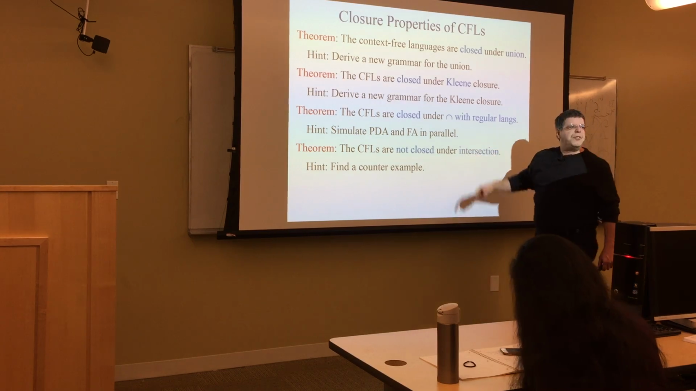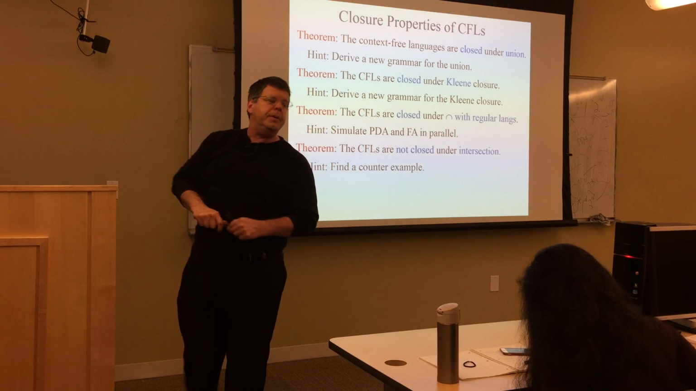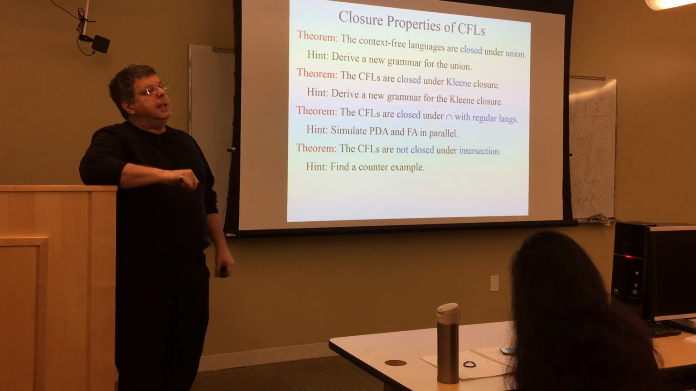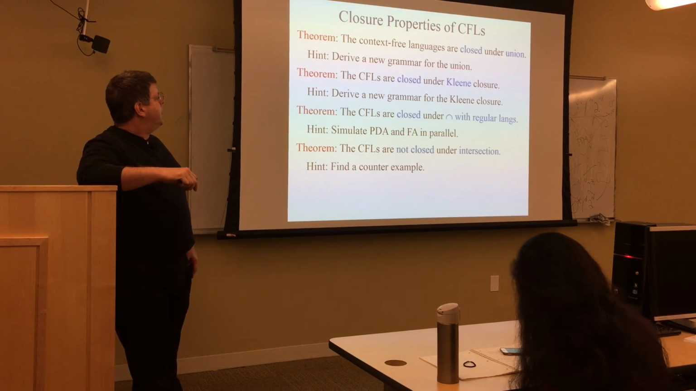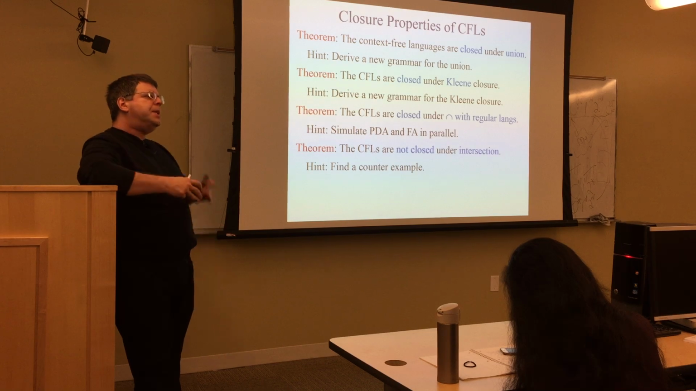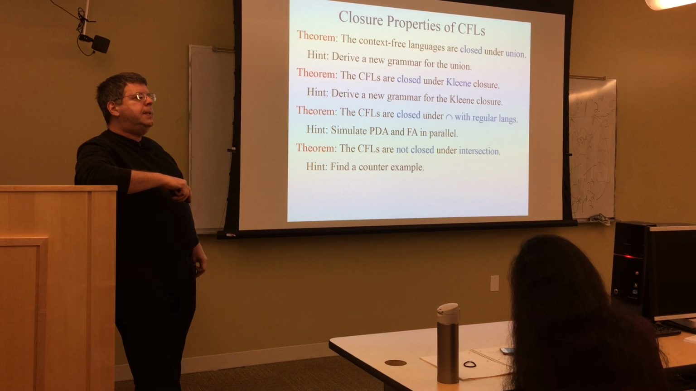And that's a counterexample, and that falsifies this would-be theorem that they're closed under intersection, so they're not closed under intersection, which is different than what finite automata are doing. Those are closed under intersection. The regular languages are closed. How do you understand this argument? So it's a counterexample. Any questions?